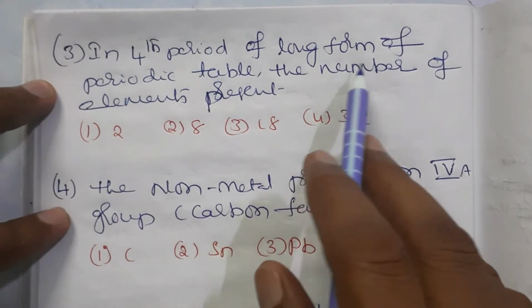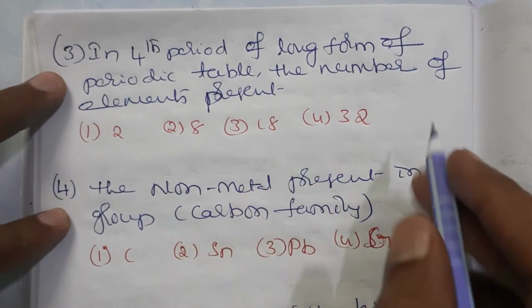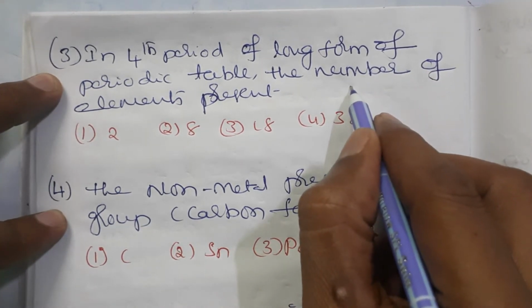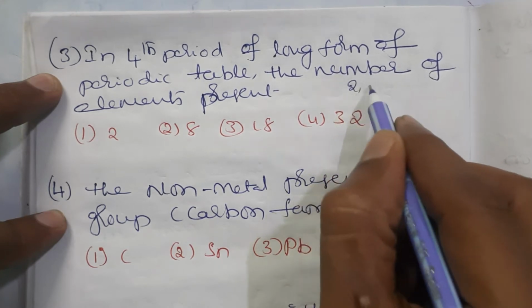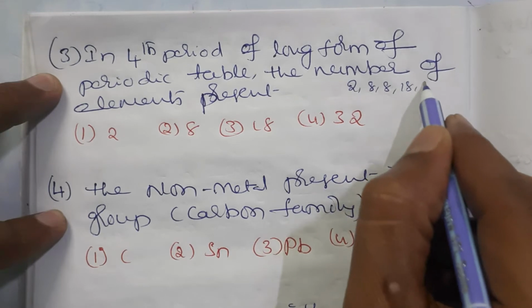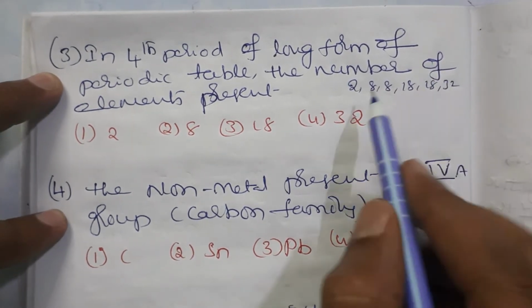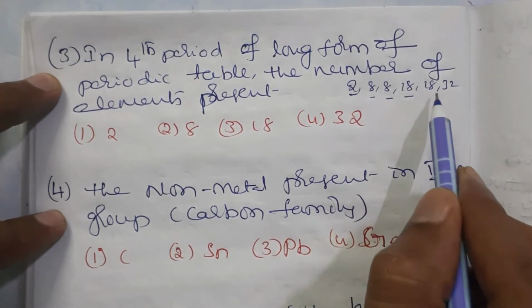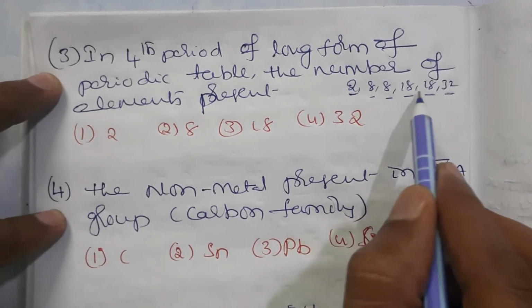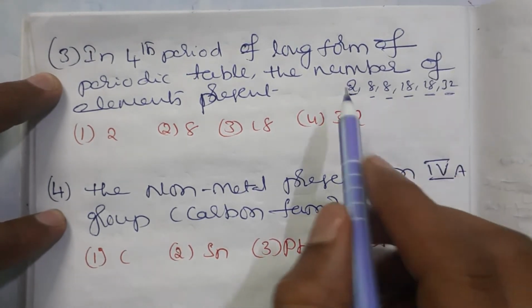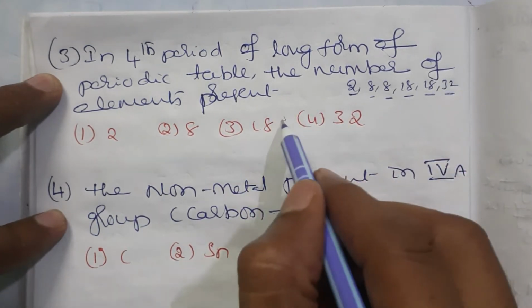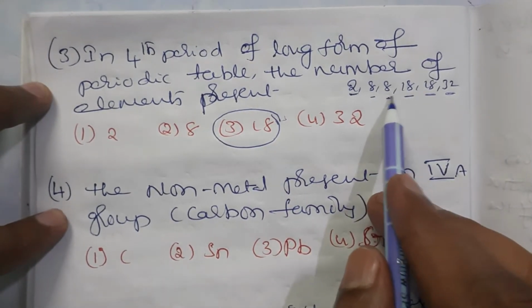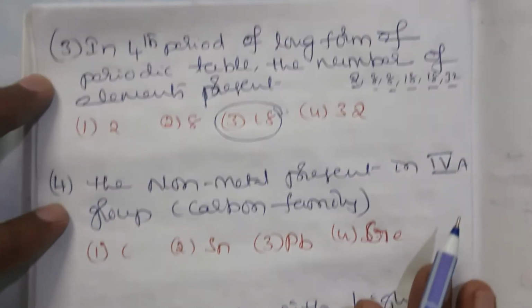In the fourth period of the long form of the periodic table, the number of elements present? The number of elements in each period is remembered as 2, 8, 8, 18, 18, 32 and incomplete. Students, first period, second period, third period, fourth period, fifth period, sixth period. So these numbers are the number of elements in each period. So the fourth period means 18 elements, students. The seventh period is incomplete.